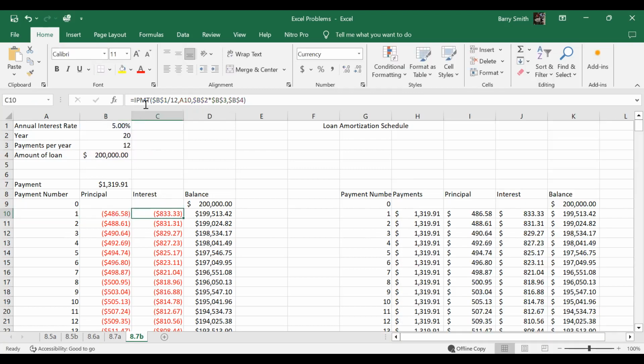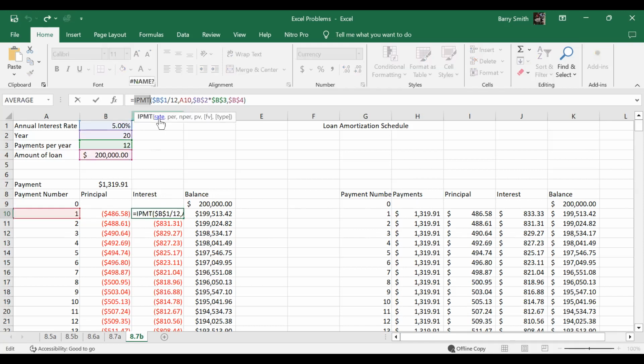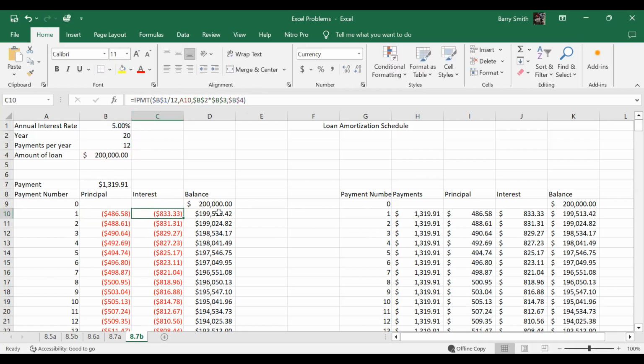So now this one, interest payment, what is it? Well, it's the rate again. And again, we're going to have to divide by 12 because we want it as a monthly payment. A10 is the first payment. B2, that's the number of years. B3, that's the number of payments per year. And B4, that's the loan amount. And so that gives us our interest payment. And then that subtraction just works its way down.